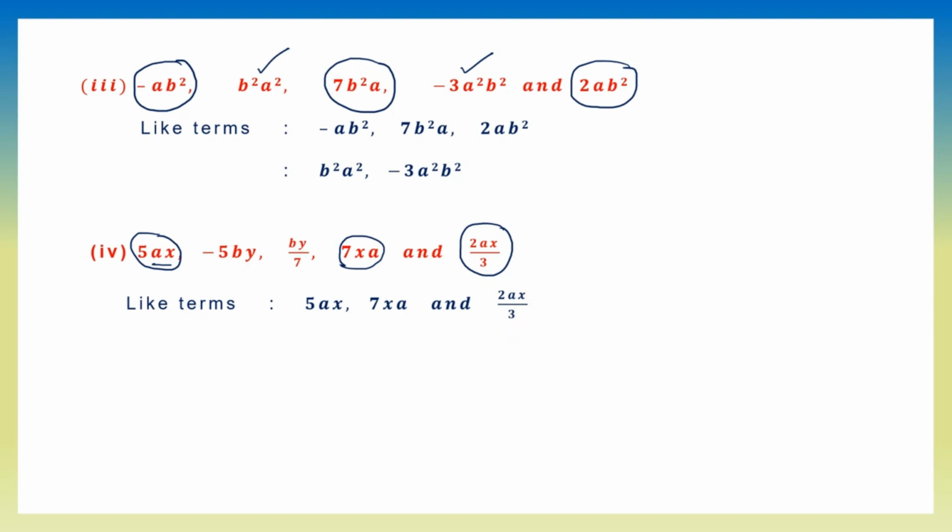Then the last one here we have by. Here also we have by. So those are like terms. So what do we have there? Minus 5by and by by 7. So these are like terms.